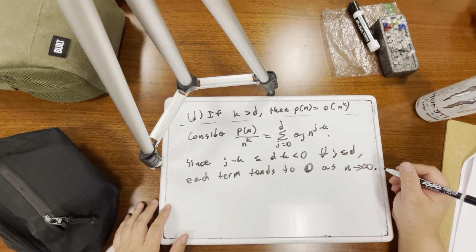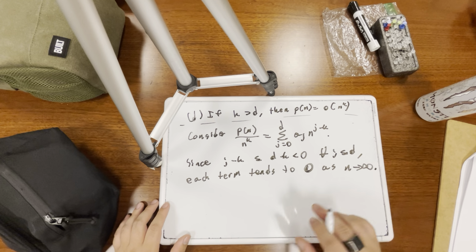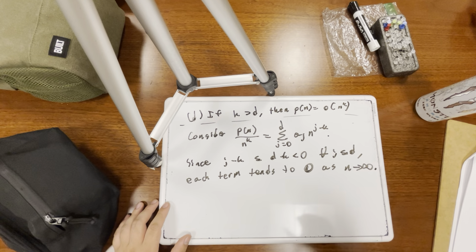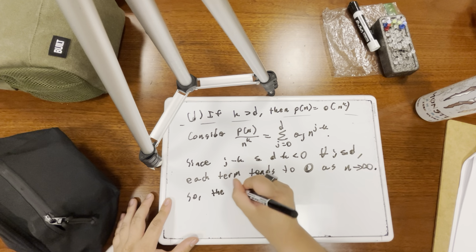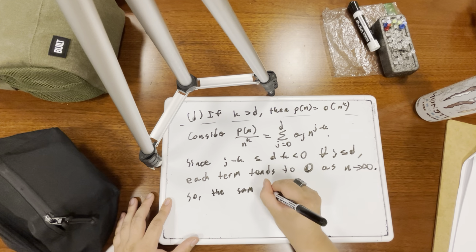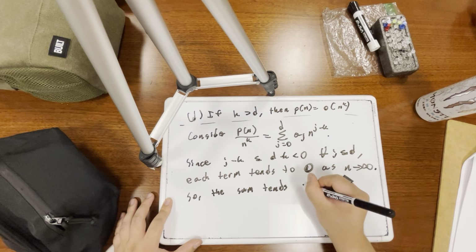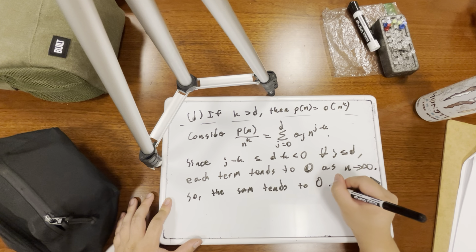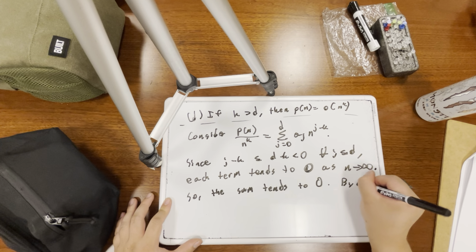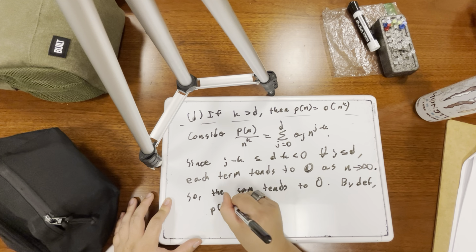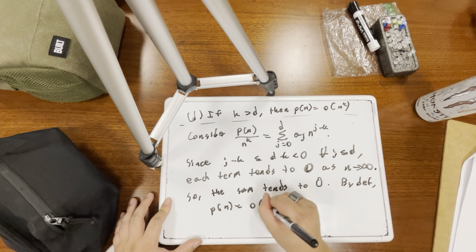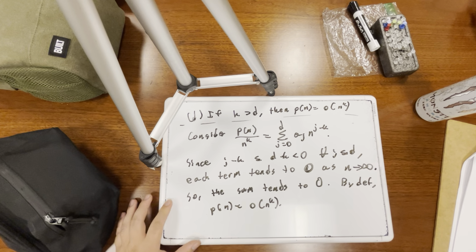So, that's interesting. But anyhow, each term tends to 0 as n approaches infinity, right? So the sum tends to 0. By definition, P of n is equal to little o of n to the k, right? Okay.